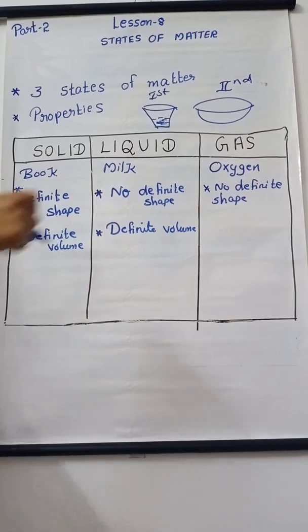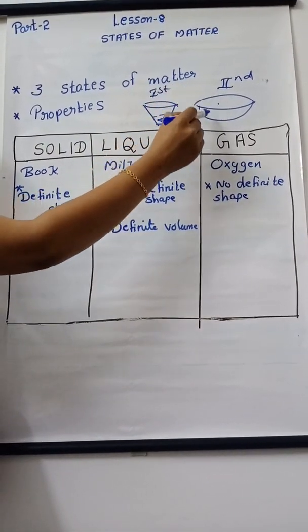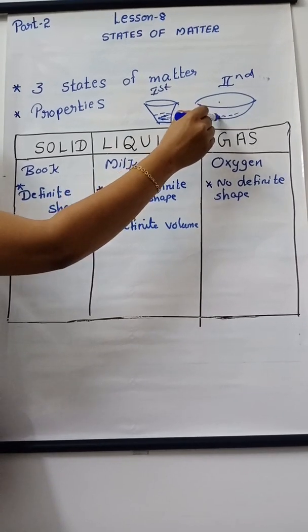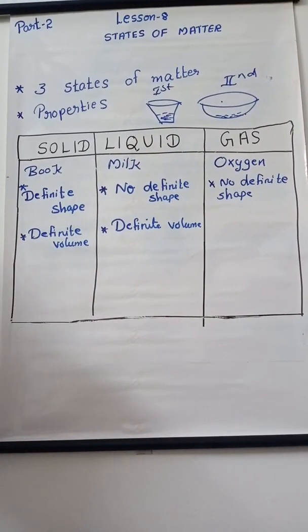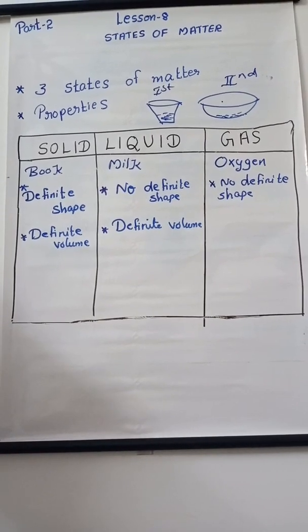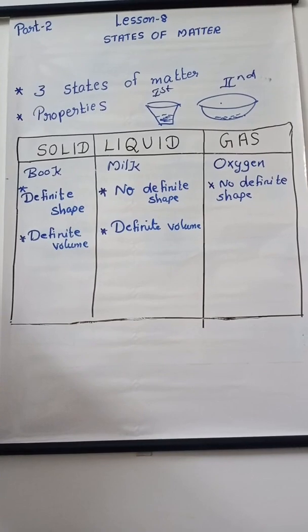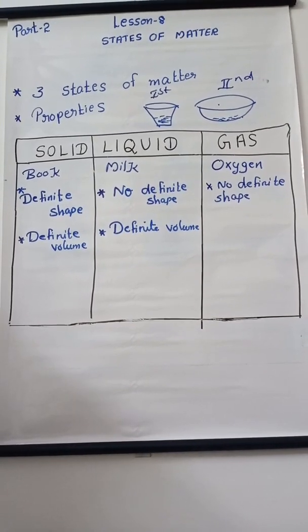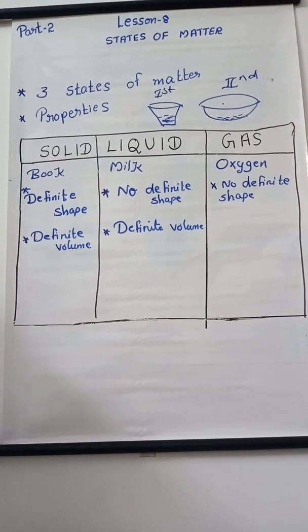Then from this first glass, if you are pouring the same amount of water into the second glass, it will take this shape, but the space occupied by the water in both the vessels will be same because its volume is same. This shows that liquid have definite volume.